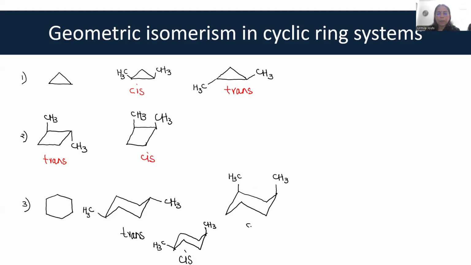Similarly, this compound 1,3-dimethyl cyclohexane is a cis structure. Okay, so these are some special cases of geometric isomerism where there is no double bond, but there is restricted rotation around the single bond, which gives rise to cis-trans isomerism.